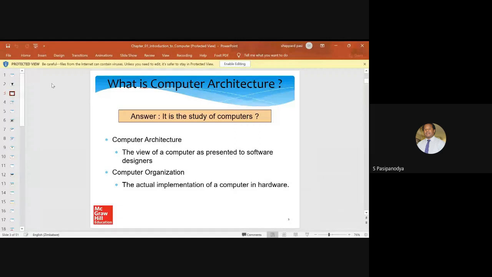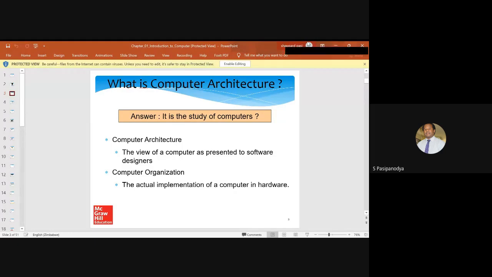So, one might ask, what is computer architecture? And the basic answer to this is the study of computers. When we're talking about computer architecture, we're talking about the view of a computer as presented to a software designer. Remember, for a computer to work, it needs software. So when we're then creating our software, we need to understand how the computer will function so that we create a software that achieves our intended purpose.